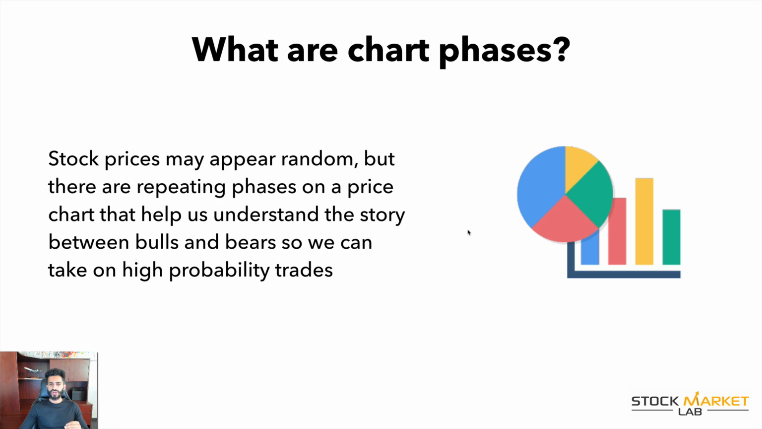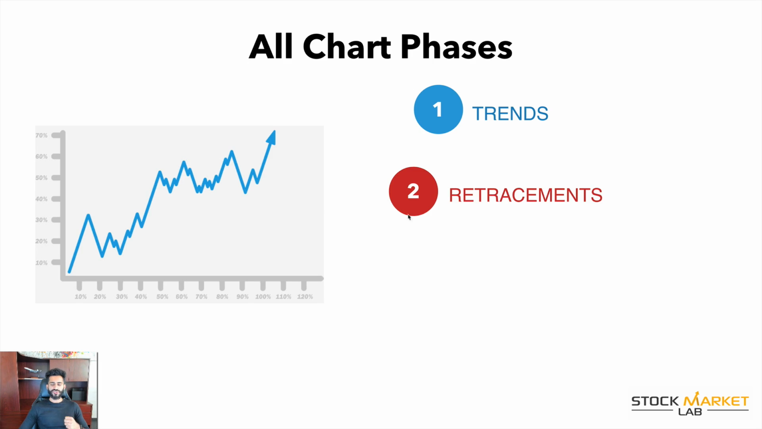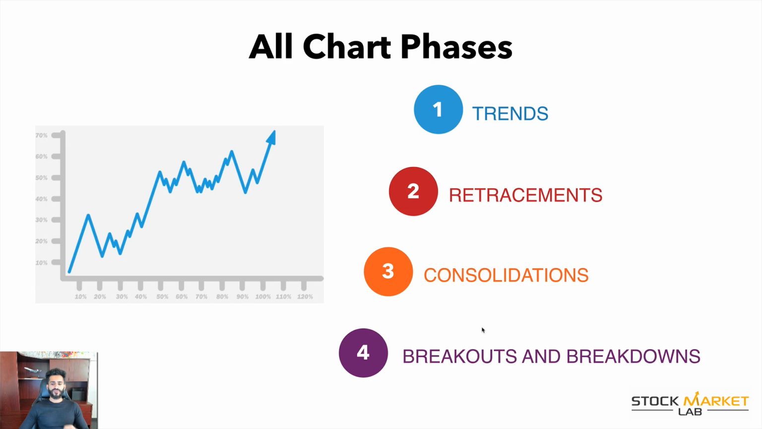So the question is, what are the four chart phases? Number one is called trends. Number two is retracements. Number three is consolidations. And number four is breakouts and breakdowns. So let's break these four down.